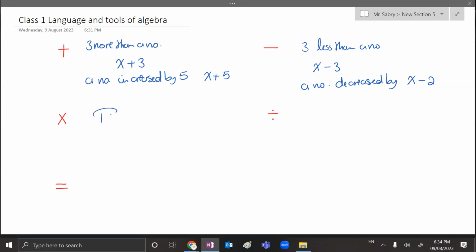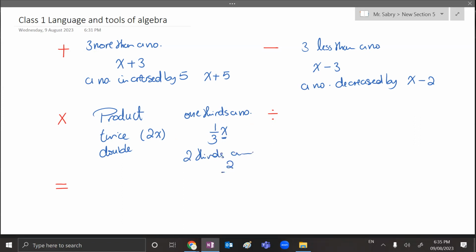Let's move to times. The word product means times, and there are other words that mean times specific values. For example, if it says twice a number, then I do the number times 2. If it says double, also times 2. If a question says 1/3 a number, what does 1/3 mean? It means 1/3 of a number, so 1/3 times x, the number I don't know. If it says 2/3 a number, it becomes 2/3 x.